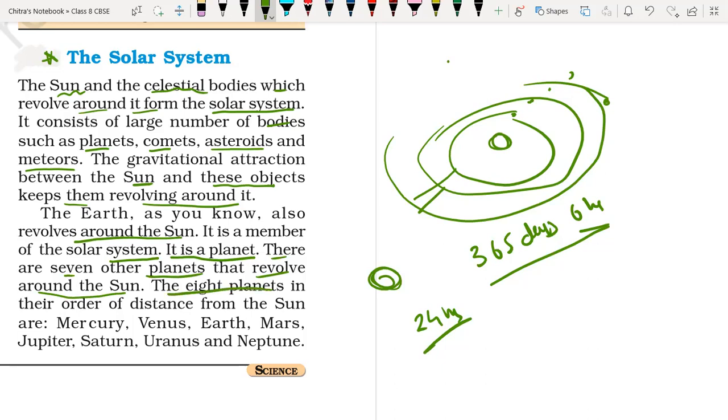The 8 planets in their order of distance from the sun are: Mercury, which is the first and closest planet to the sun, then Venus, then Earth, Mars, Jupiter, Saturn, Uranus, and Neptune. These are the 8 planets. They revolve around the sun in our solar system. Everyone understood that?